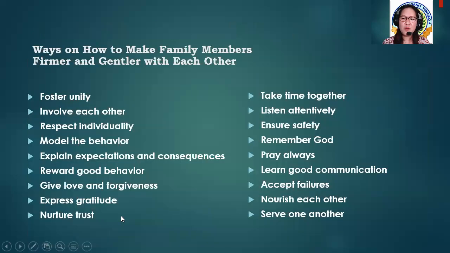Okay. So for our last topic, I have here ways on how to make family members firmer and gentler with each other. Of course, our goal is to develop our family relationship in a firmer and gentler manner. Di ba? That's the most important.